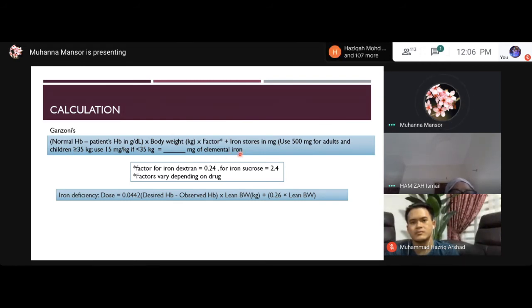This is just another formula that we can use. Actually, there are multiple other formulas that we have used, but we just refer to our guideline. This is in our CPG, the Perinatal Manual 3rd edition, right?